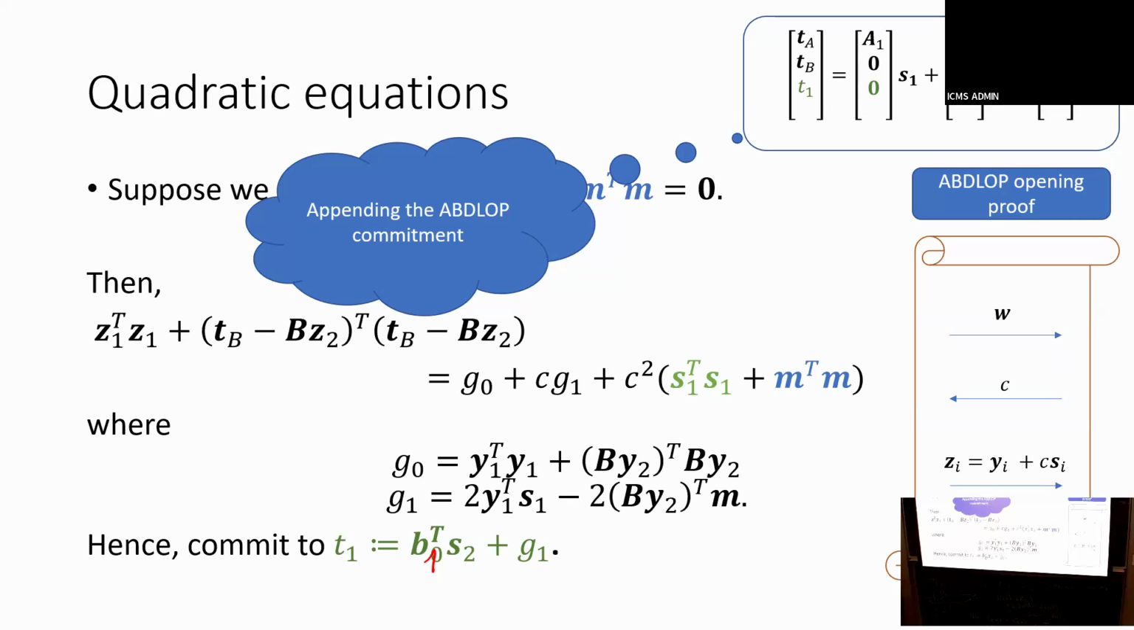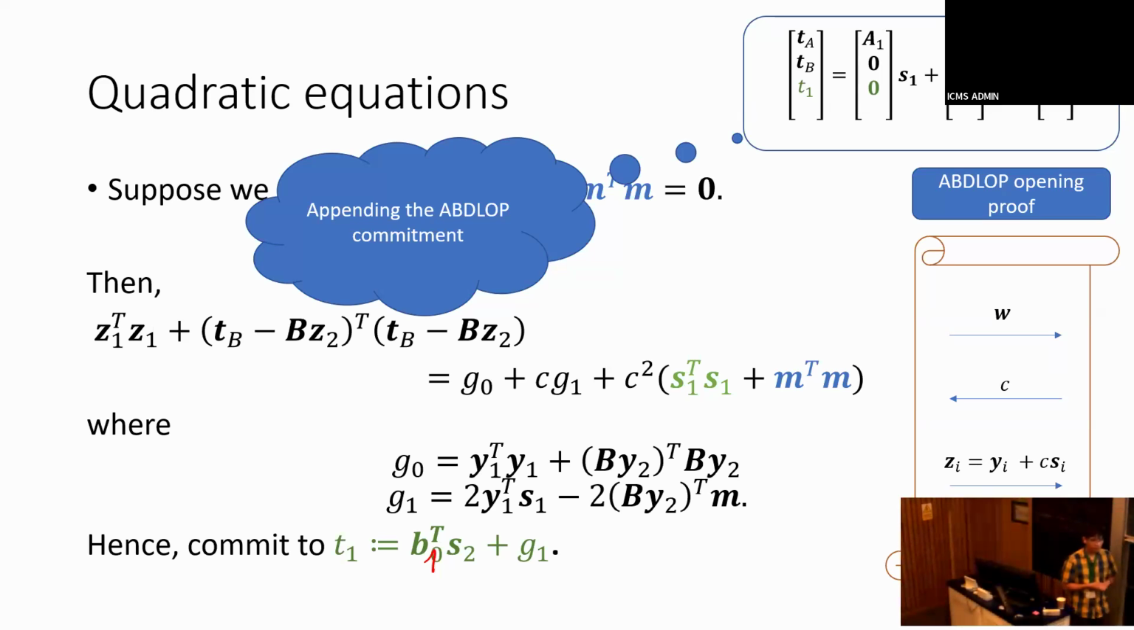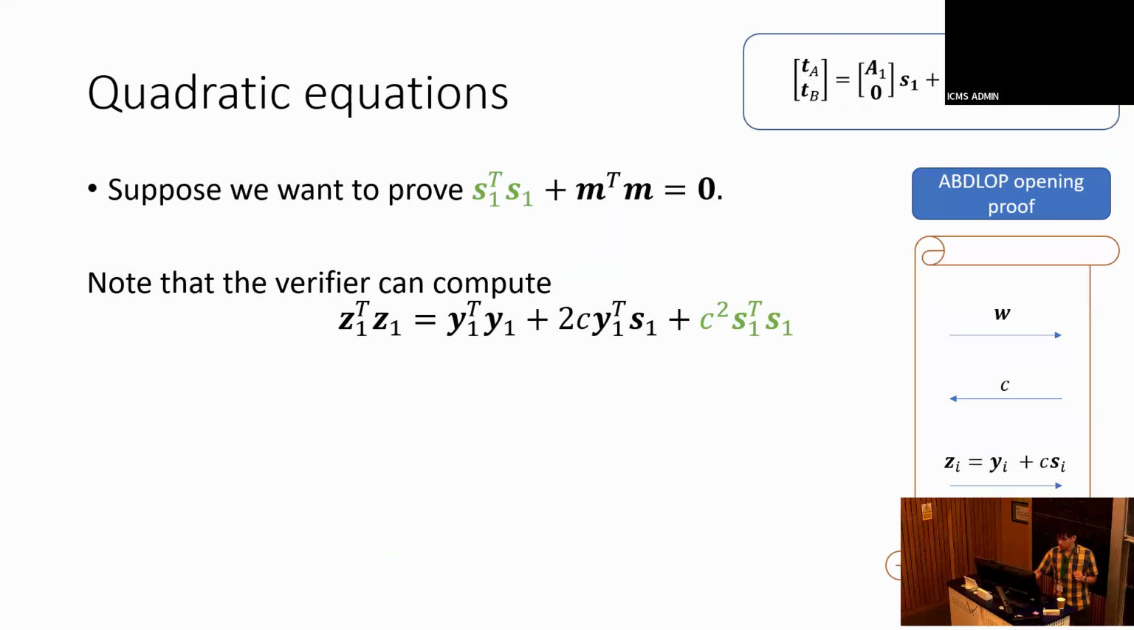And the goal is then to prove that this equality holds just using the committed values for B1 and B0. Sorry, although it doesn't matter a lot, should Z1 transpose Z1 equal Y1 transpose S1 and S1 transpose Y1 rather than two Y1 transpose S1? The middle term, 2C Y1 transpose S1. Should it be C Y1 transpose S1 and C S1 transpose Y1?